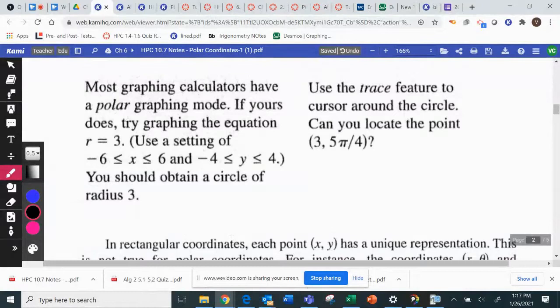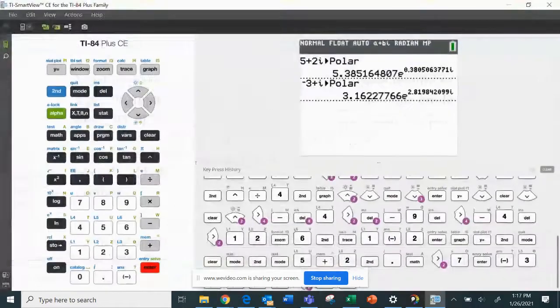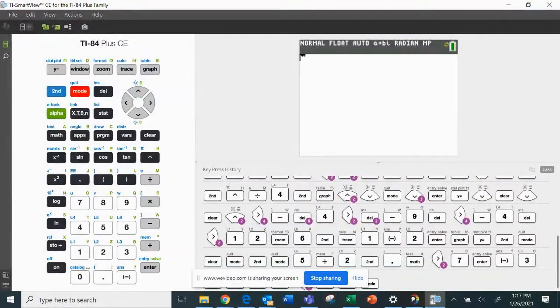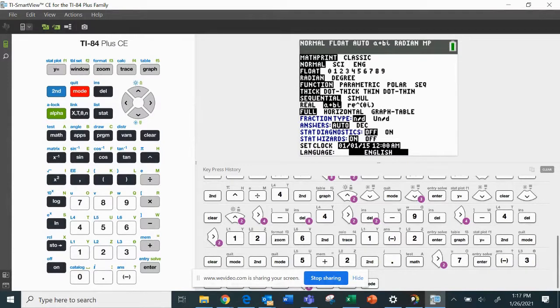The next is a graphing calculator thing. So let's take out our calculator again, and we're going to go to the mode. This time we're going to go down to the line that says function, and we're going to move over to put it in polar function. As soon as you have it in polar function, hit Y equals, like we're going to graph something.